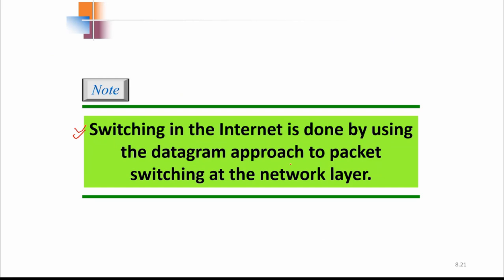An example is given: switching in the internet is done using the datagram approach. In the internet, or internetworking, the switching takes place using datagrams. Datagram switching networks are basically utilized in the internet.